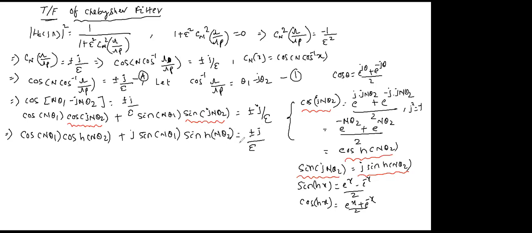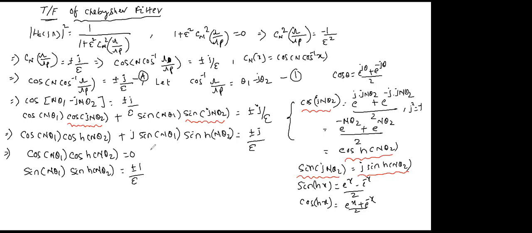Now compare the real part and imaginary part on both sides. What will you get? Cos of n theta 1 cos hyperbolic n theta 2 equals 0, because the right hand side real part is 0, and sin of n theta 1 sin hyperbolic n theta 2 equals plus or minus 1 by epsilon. Let these be equation 2 and equation 3.